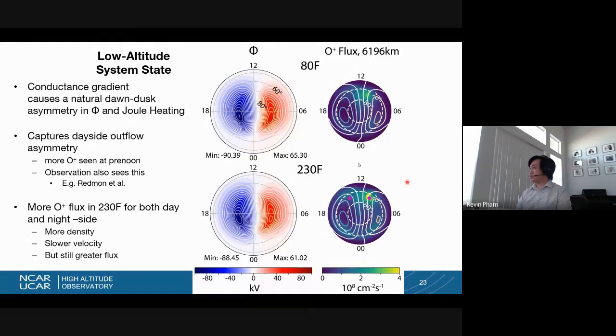This asymmetry in the day side outflow is seen in observation. Keep in mind that we don't have any VY or BY in our simulation. So what is the cause of this? Typically if you have a BY or VY, those are external forces that would cause some asymmetry between the dawn and dusk side. However, we don't have that in our simulation. So what exactly is causing this asymmetry here?